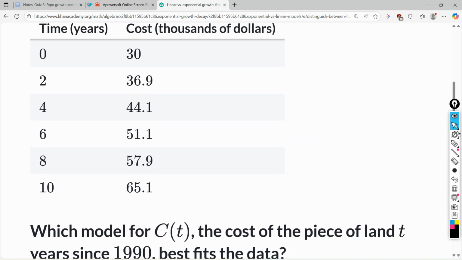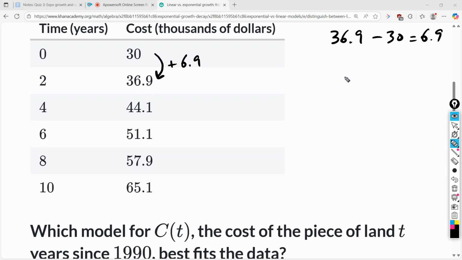Now, if you look at these numbers here, if we go from here to here, 36.9 minus 30, that's just 6.9. Okay, so that's plus 6.9. Now, if we did 44.1 minus 36.9, all right, I'll make this 11 and I'll make this 3. 11 minus 9 is 2. 43 minus 36 is 7. That's a 7.2. Looks linear to me.